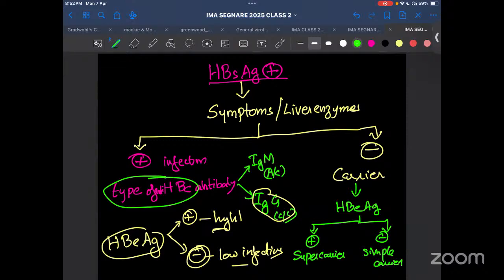So HBsAg is positive, but symptoms are negative and liver enzymes are not elevated. That is carrier. But in a carrier, if HBeAg is positive, that is super carrier. Super carrier was an old term that we used. Now we call it chronic immunotolerant hepatitis B infection. And simple carrier was an old term. Now we call it chronic inactive hepatitis B infection. So that is how we diagnose hepatitis B.